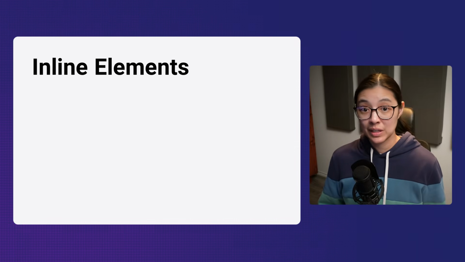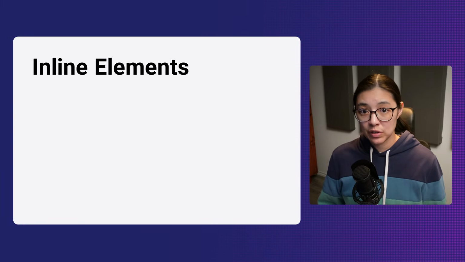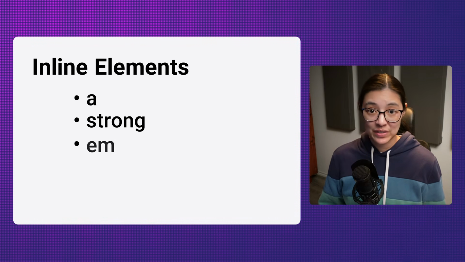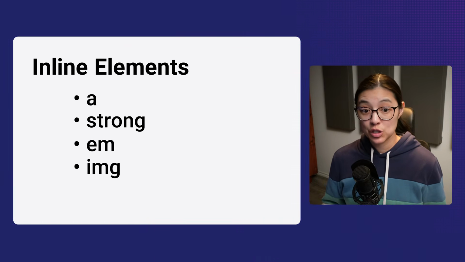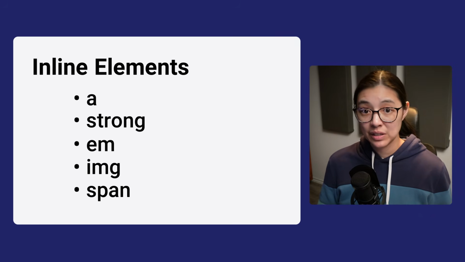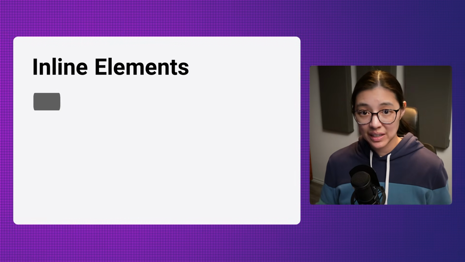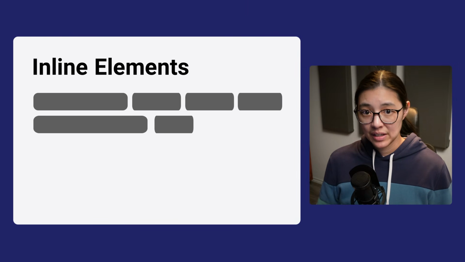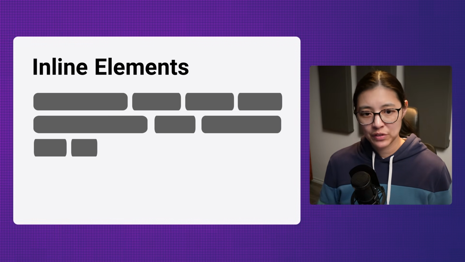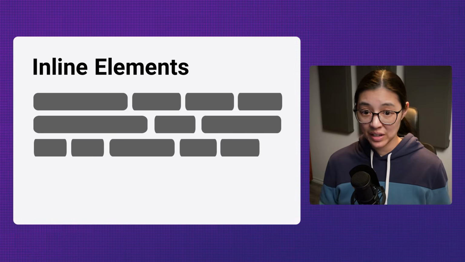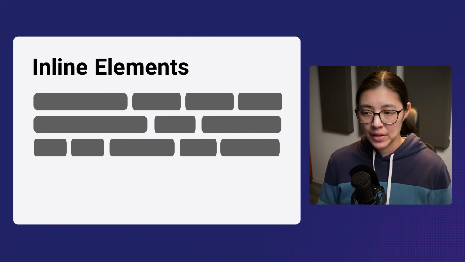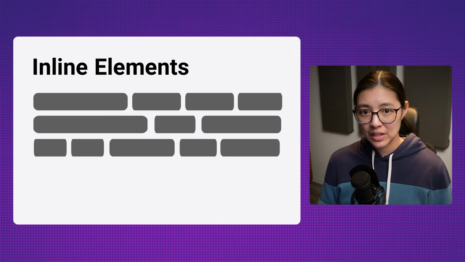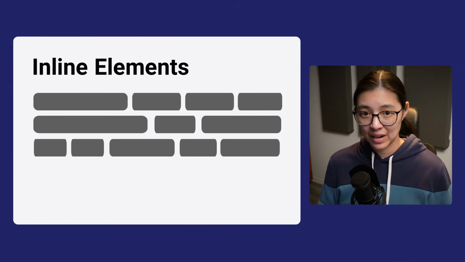Now let's talk about inline elements. Some examples of inline elements are anchor tags, strong tags, EM or emphasis tags, image tags, and span tags. Now, in contrast to block elements, inline elements are only going to take up as much space as their content needs. And if you have multiple inline elements one after the other, they're going to be displayed horizontally in a line. Then if they run out of room, they will wrap to a new line and then continue on. You can think about this like words in a paragraph.